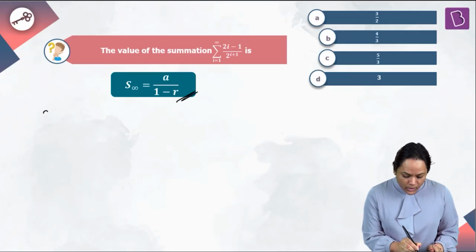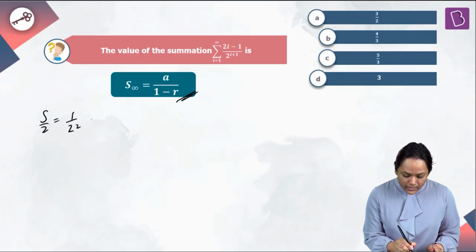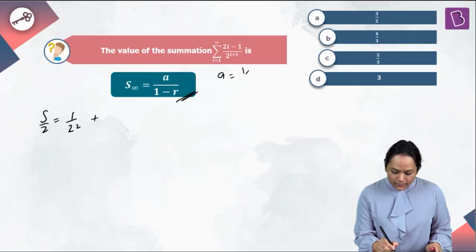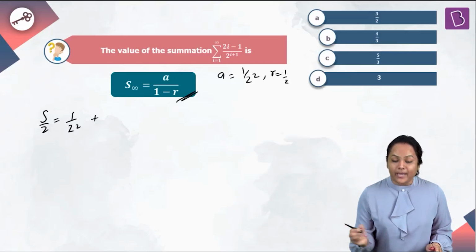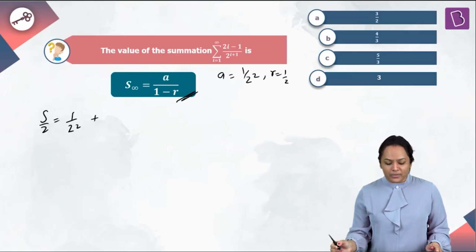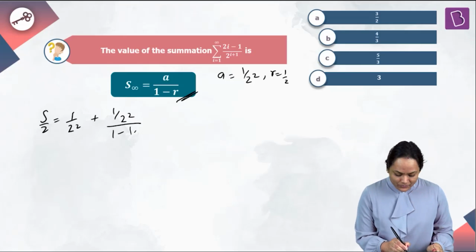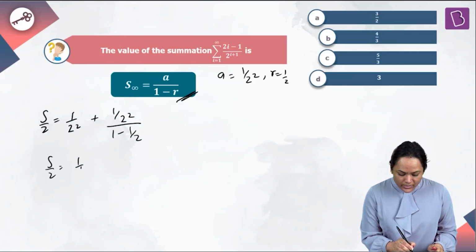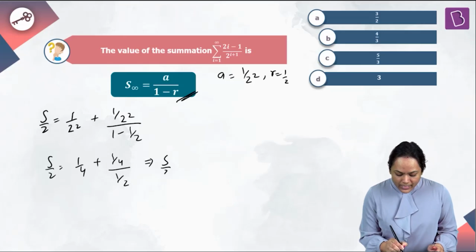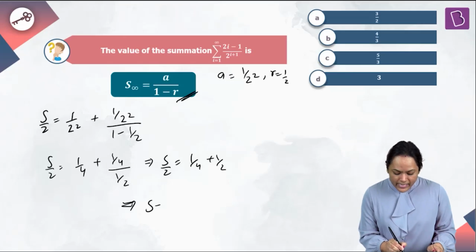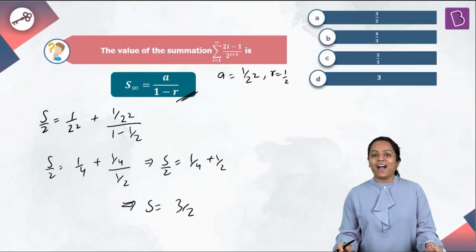So what we got? We got S by 2 as 1 by 2 square plus a GP which had A as 1 by 2 square and R as 1 by 2. Isn't it? So let's apply the formula and substitute the values. So the GP summation will become 1 by 2 square divided by 1 minus 1 by 2. So S by 2 value will come out as 1 by 4 plus 1 by 4 whole divided by 1 by 2. That will be S by 2 is equal to 1 by 4 plus 1 by 2. Now we have to just solve the value. And finally, S comes out as 3 by 2. We have got the answer.